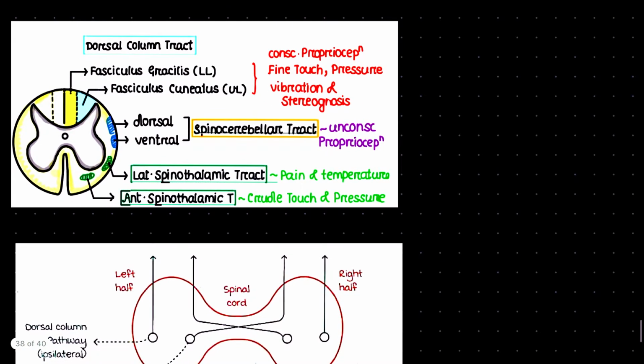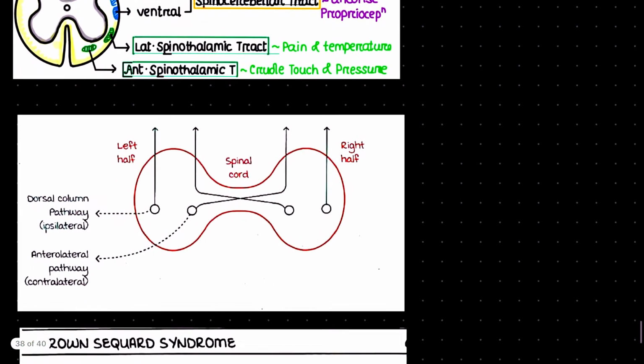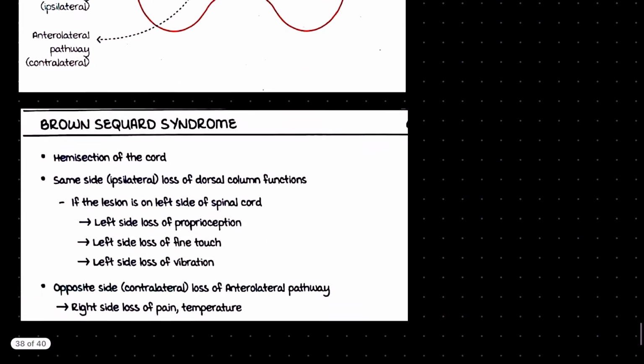Now the anterior lateral spinothalamic tract. The sensations carried by the anterior lateral tract are pain, temperature, crude touch and pressure. Okay, now the same thing again.